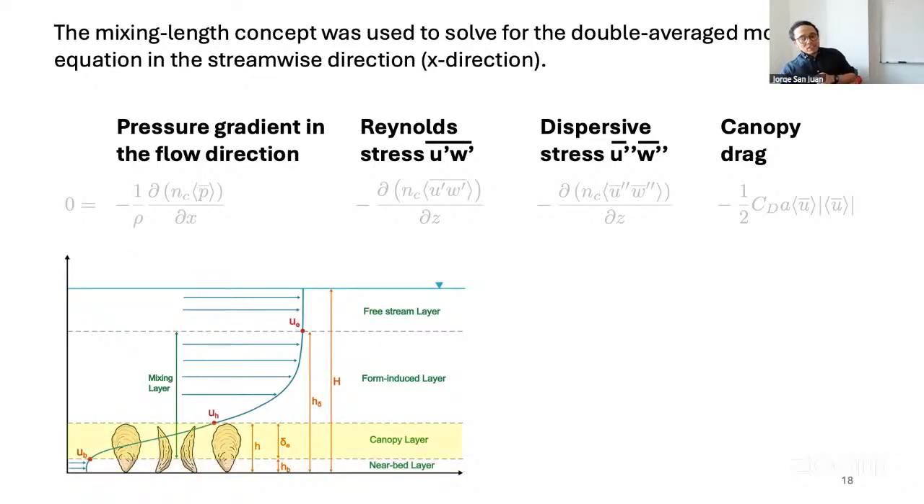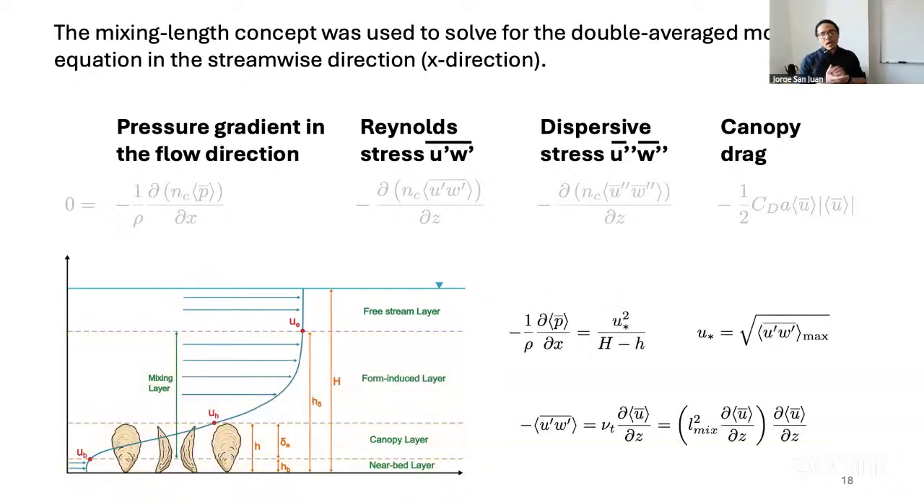Now, the Reynolds stress term is going to be present in these two. So it's going to be important because we're going to have two approximations for that. The first approximation is the pressure term. The pressure term is going to be approximated by the maximum Reynolds stress or the shear velocity. And the second approximation that we're going to use is right here, the mixing length approximation. That you see at the bottom, that's the mixing length approximation.